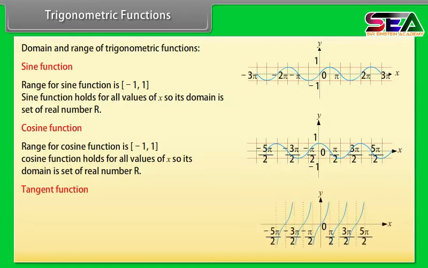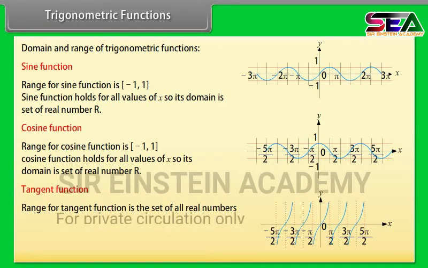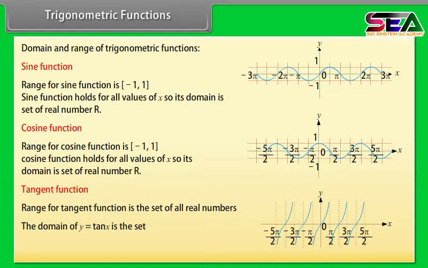Tangent function. Range for tangent function is the set of all real numbers. The domain of y equal to tan x is the set of x belonging to real numbers, x not equal to (2n plus 1) pi by 2, where n is any integer.